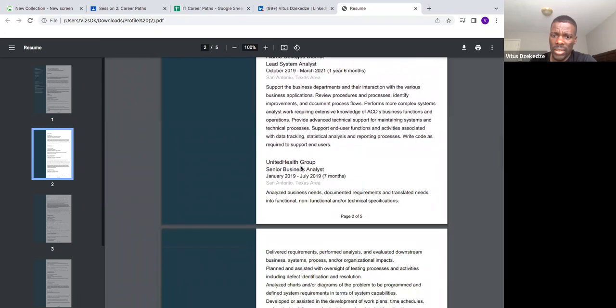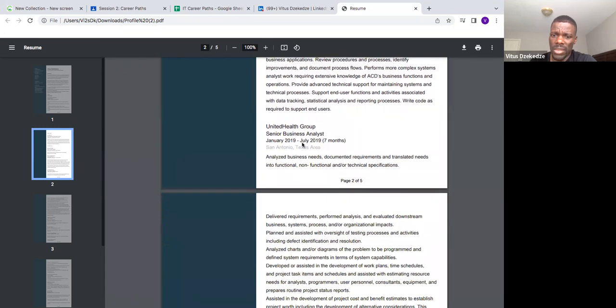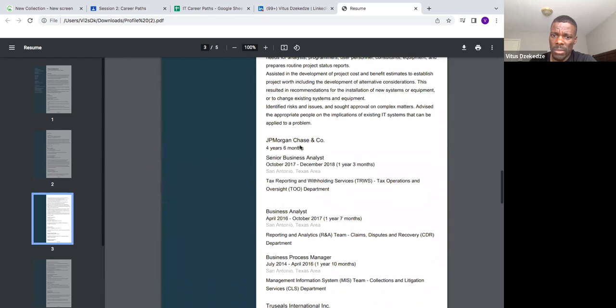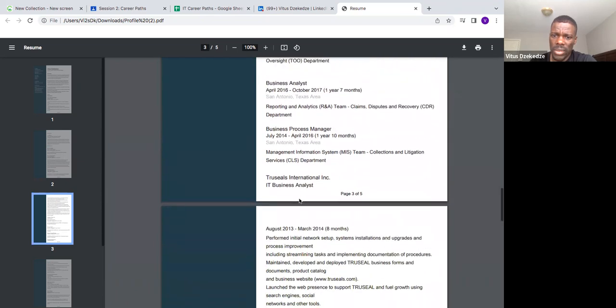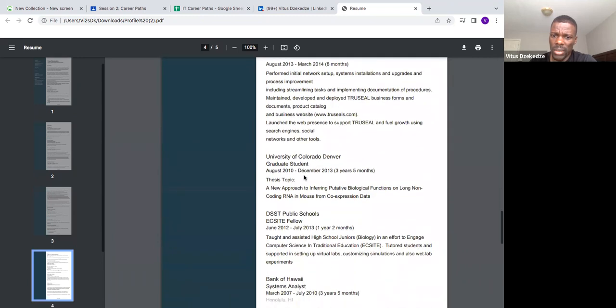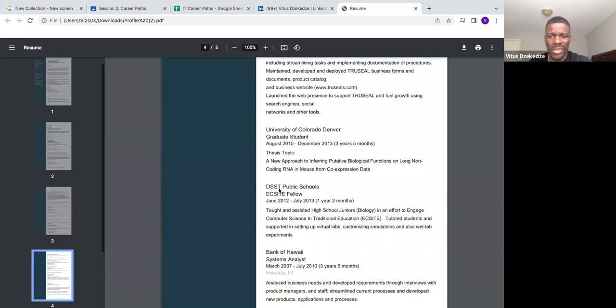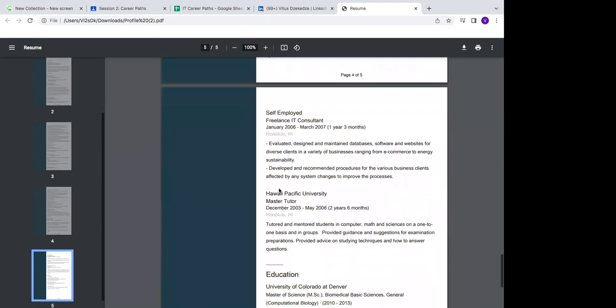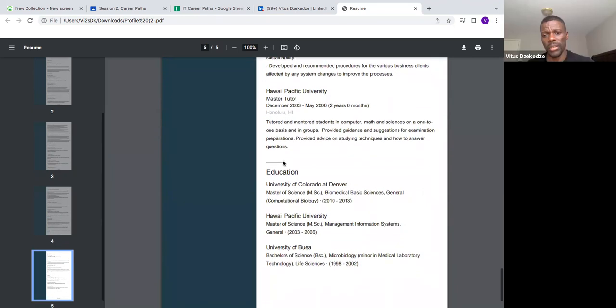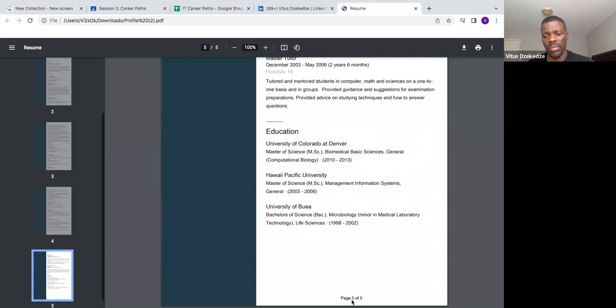And then United Health Group as a senior business analyst, JP Morgan Chase, the multiple roles I had in there, True Sales International, University of Colorado, Denver, Denver School of Science and Technology, and so on and so forth. And then at the end, you have the education part. So that gives you, again, 5 pages.